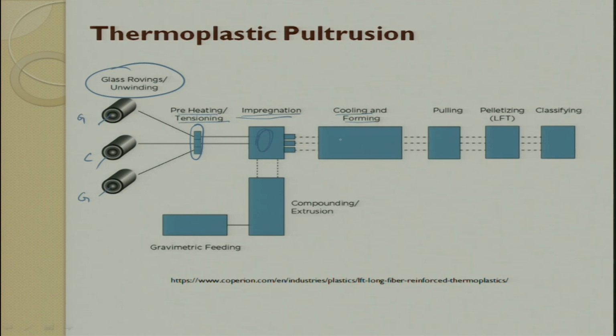So, here the resistance is very high. So, instead of pushing, pulling is a better thing, wherein you get a consolidated output. So, we try to pull the fibers along with the consolidated matrix that is filled upon it. Then we do the pelletizing, and then we do classifying.